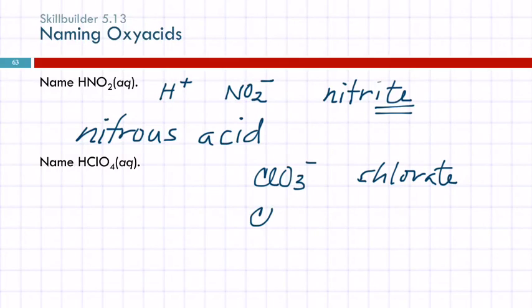Well, when we add one oxygen, charge stays the same. This one has extra oxygen, like an extra energy in a child. We say they're hyperactive. They are more active. This is perchlorate ion. Okay, so that's the perchlorate ion.